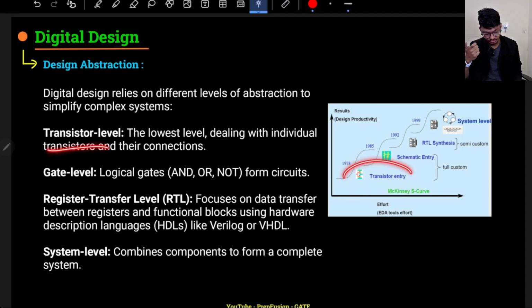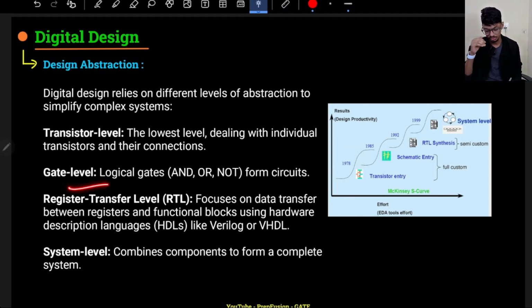The transistor level, which is here, is the lowest level, dealing with individual transistors and connections. Their gate, drain and source connections, all those things we connect individually. This was around the 1980s. After the 1980s, we moved to gate level abstraction, where we designed our circuit with logic gates. Inside logic gates, of course, there are transistors. An AND gate will be made with CMOS transistors, and an OR gate, anything. I hope you know all this.